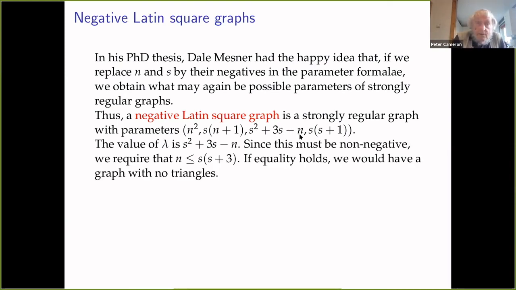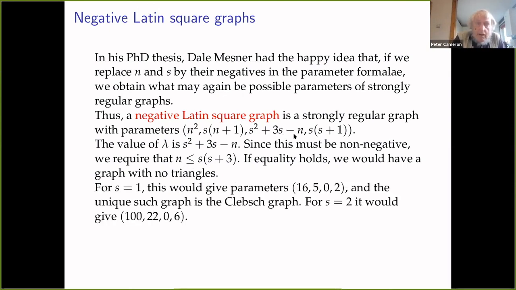That's certainly greater than or equal to 0 because it counts something. So n has to be less than or equal to s times (s plus 3). And moreover, if equality holds, then this number is 0 and you have a strongly regular graph with no triangles.